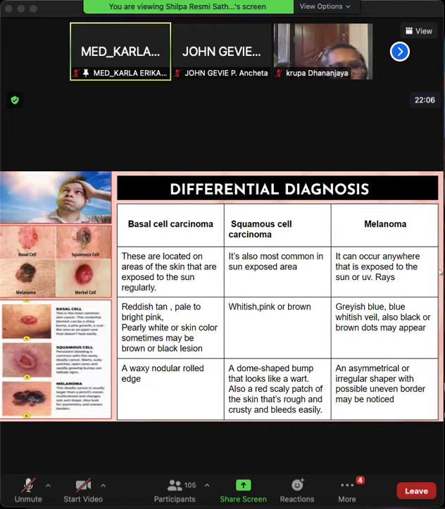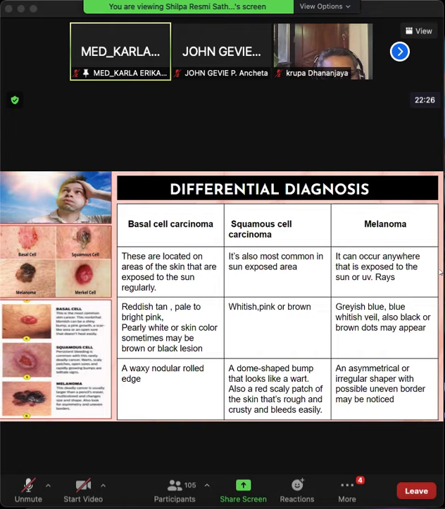Good morning, everyone. Here we are in differential diagnosis. We have basal cell carcinoma, squamous cell carcinoma, and melanoma. These are most commonly found in sun-exposed areas, and we can differentiate them by the lesion spots or lesions.